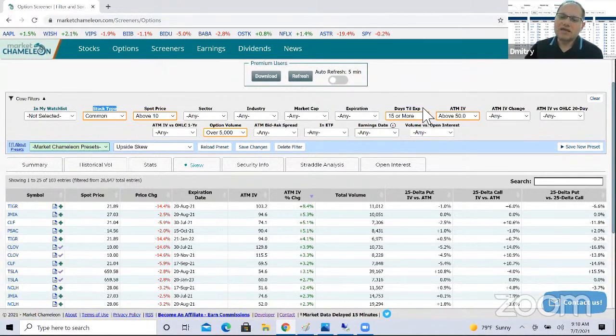I'm looking at days till expiration. I want a little bit more than just 2 or 3 days, so I'm going out. The expiration has to be at least 15 days to go or higher. I'm also looking at implied volatility that is at least 50 or higher, so higher implied volatility options. And I want the expiration to have trading.